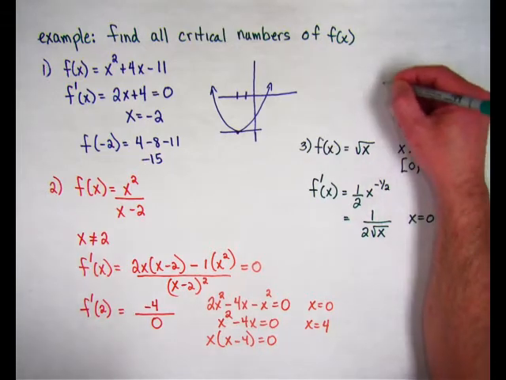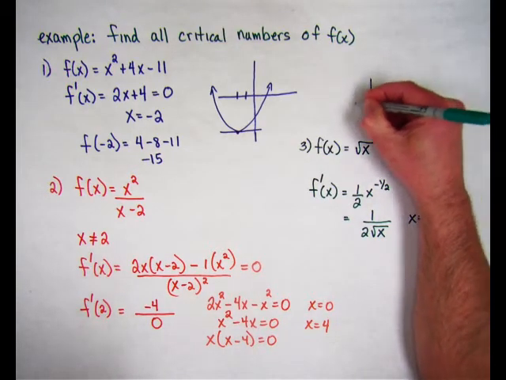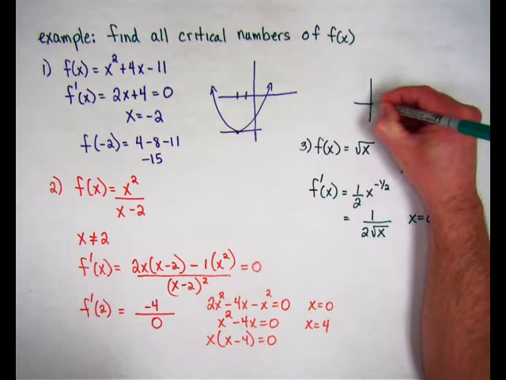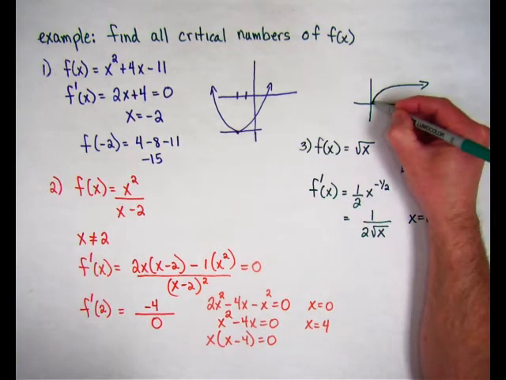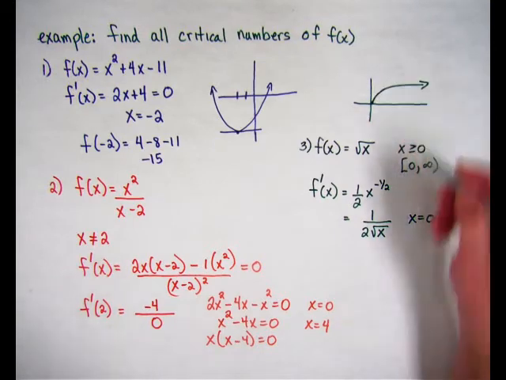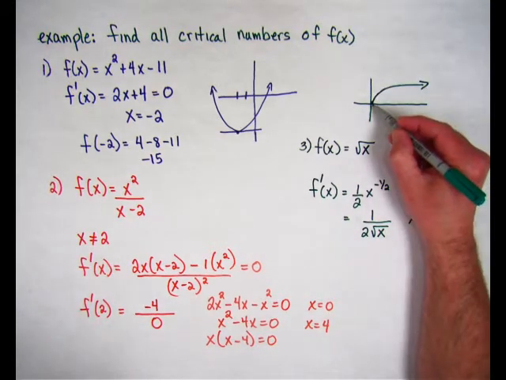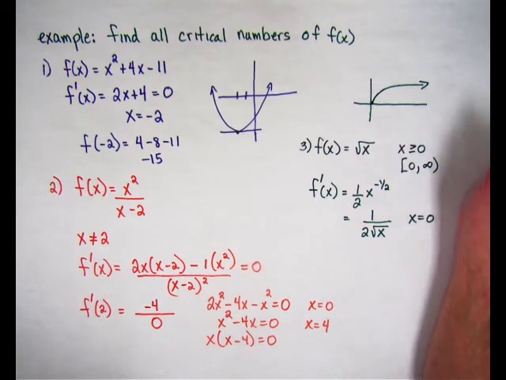I don't know if you know what that graph looks like, but if you graph the square root of x, it would just look something like that. And what's happening is right here at 0, the tangent is actually vertical. So that would be called a critical point or critical number, but the tangent is not horizontal. The tangent or the derivative does not exist.